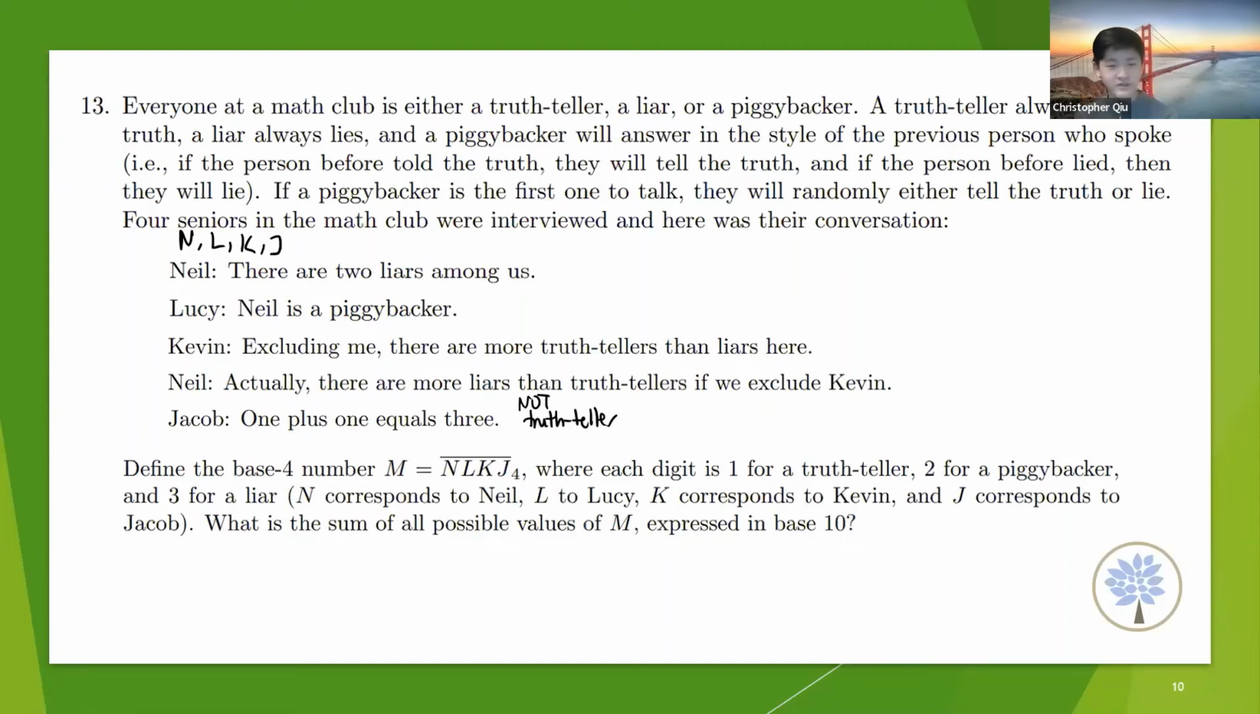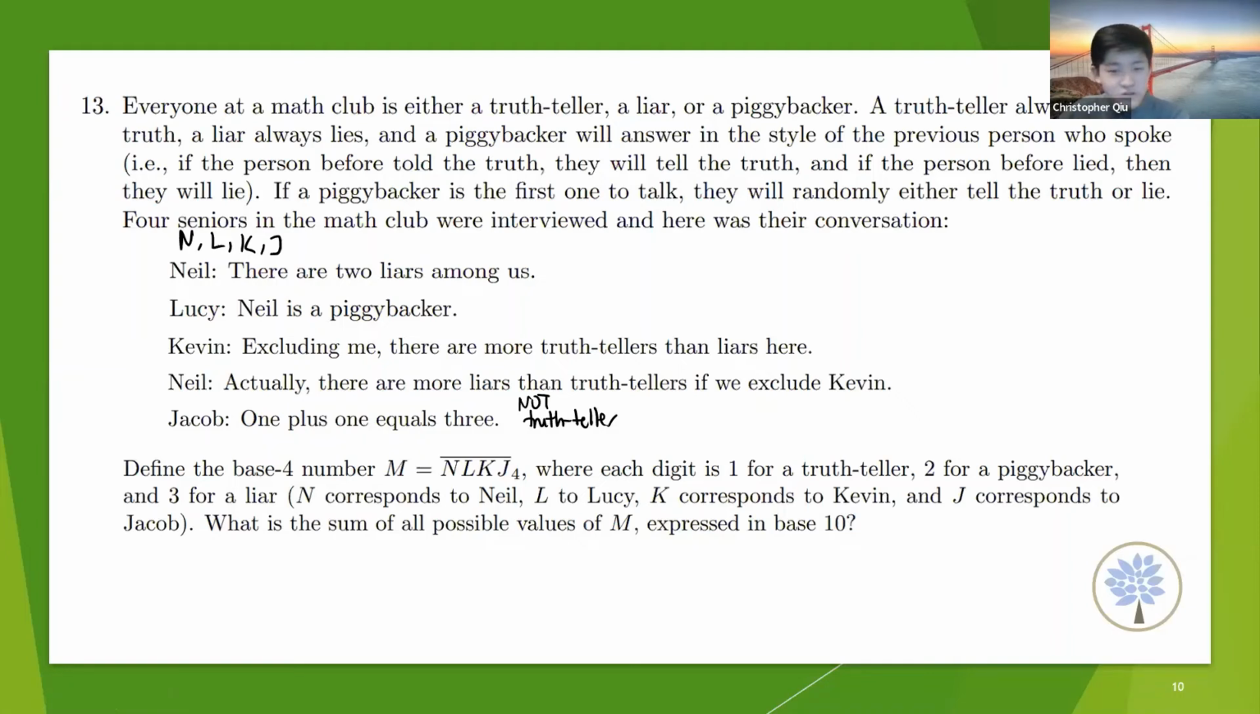Another thing that is interesting is in the 3rd and 4th lines. K says, excluding me, there are more truth tellers than liars here. And N says, actually, there are more liars than truth tellers if we exclude K. These 2 statements cannot both be true, because they're almost opposites. So those are the two interesting things about this conversation.